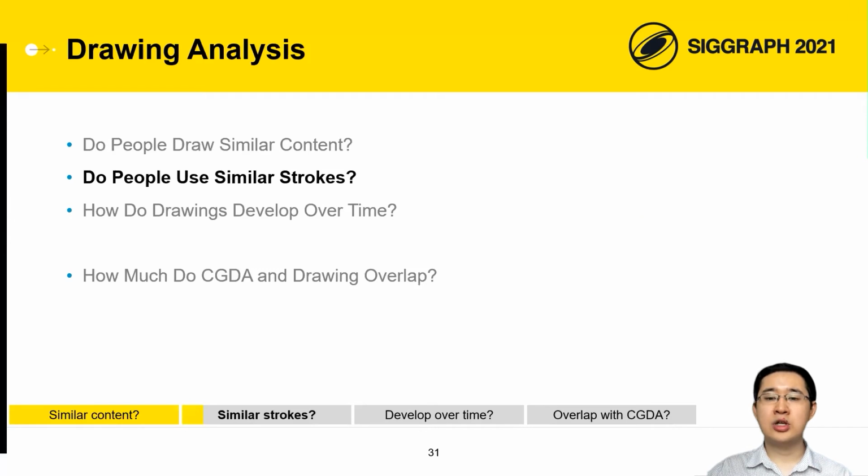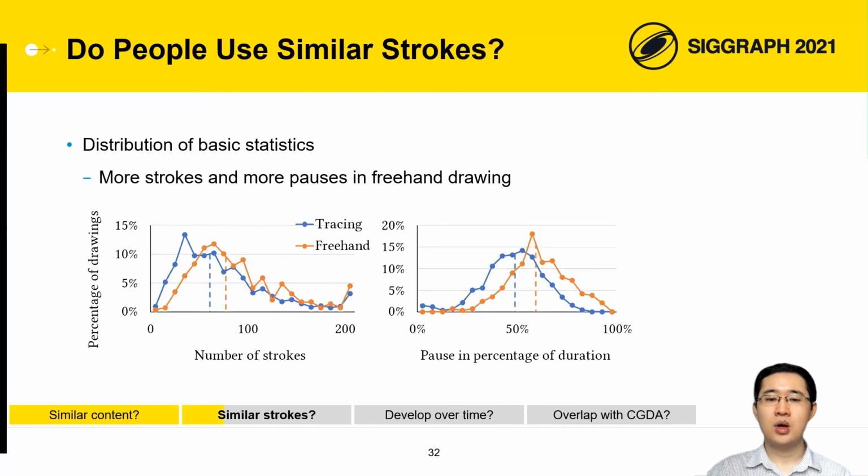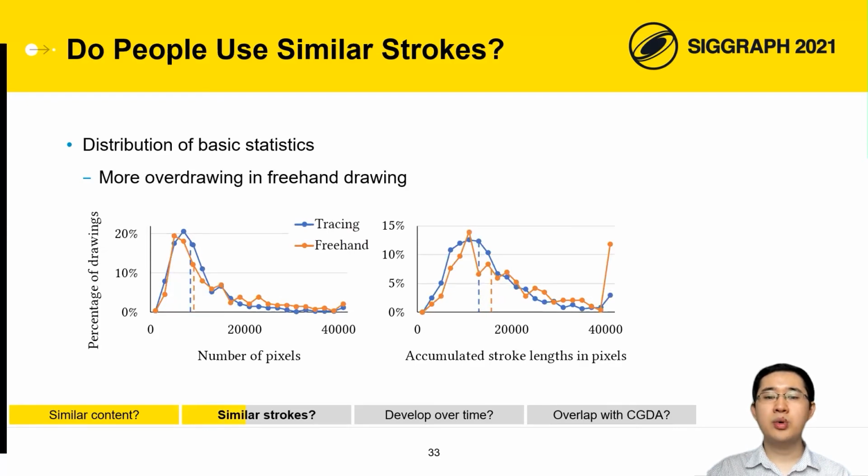The raster representation showed what people draw in common, but it missed stroke information. We now look into whether people use similar strokes using recorded vector data. We observed more flexible behaviors in freehand drawing. People tended to draw more strokes and also pause more, possibly because they needed to consider proportions. Overall, people drew similar amounts of content, but overdrawing is more common in freehand drawing.